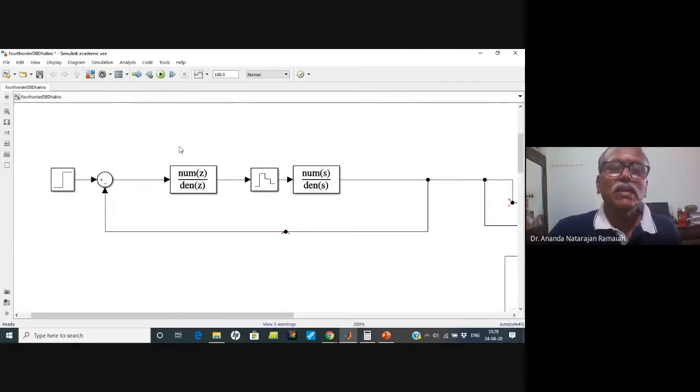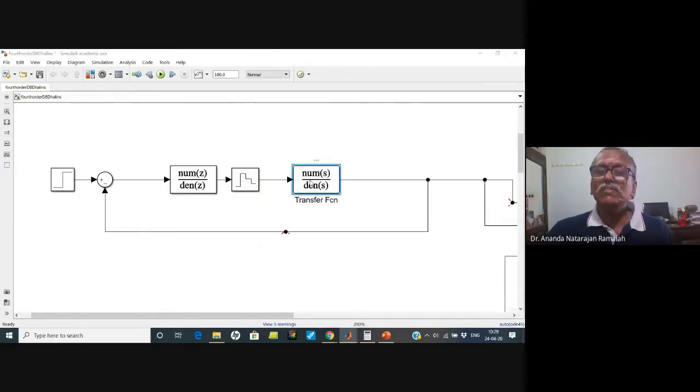Then similarly, you have to get this discrete transfer function. Or you can enter discrete transfer function in the search. You will get that. Then the zero order hold, you have to drag and drop. Again, you have to drag and drop the transfer function, the continuous time model.